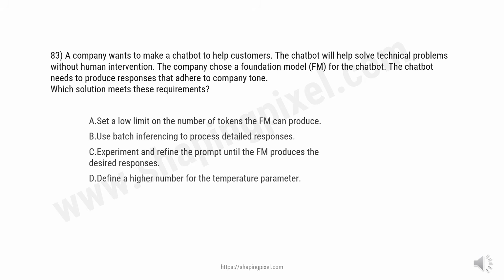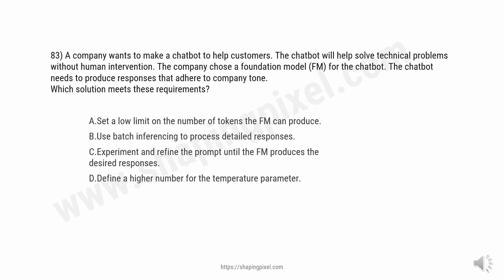Question number 83. A company wants to make a chatbot to help customers. The chatbot will help solve technical problems without human intervention. The company chose a foundation model for the chatbot. The chatbot needs to produce responses that adhere to company tone. Which solution meets these requirements?